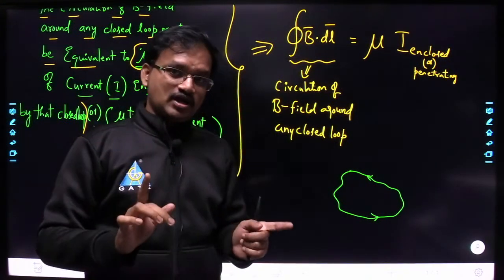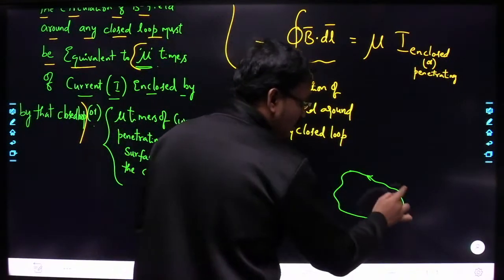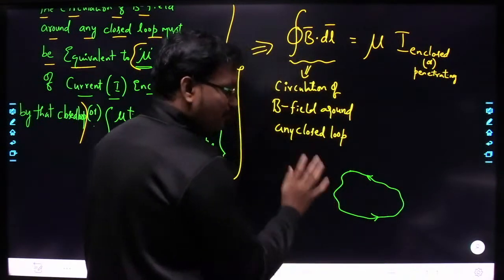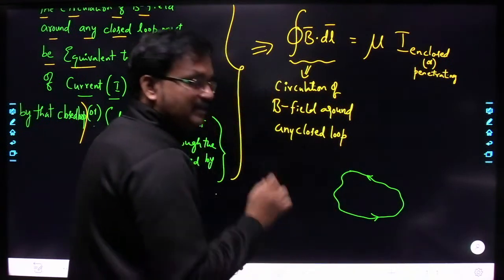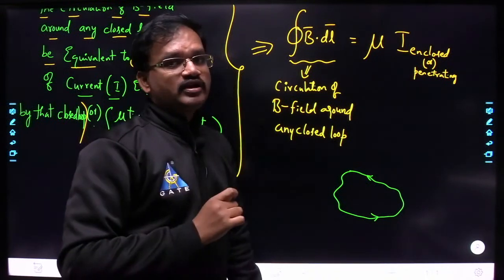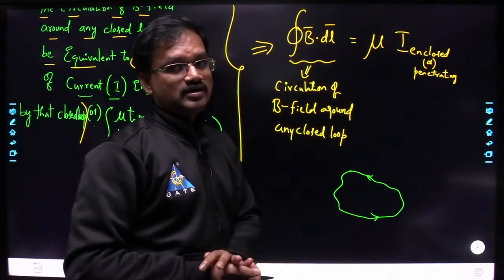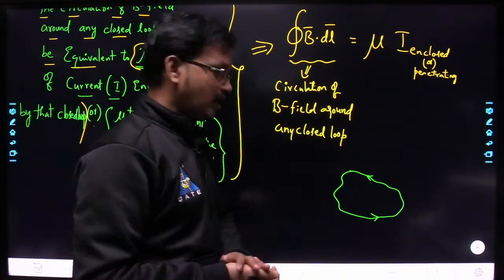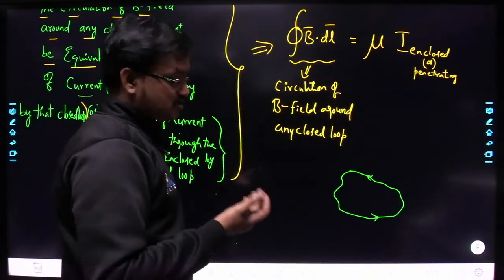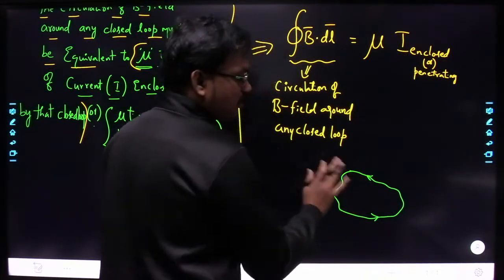The source of that electric field is nothing but charge. So similarly here, if you are having the circulation of B field around this closed loop, that means inside this closed loop there must be a source of that B field. Now what is the source of the B field? It is nothing but current. Yes or no? Okay. So the circulation of B field around this closed loop must be equal to the current enclosed by the closed loop.